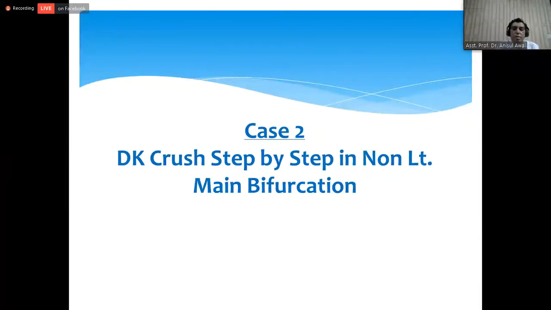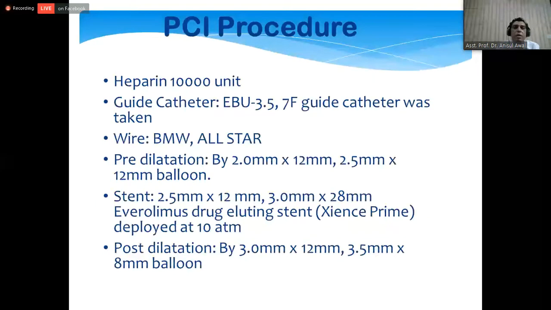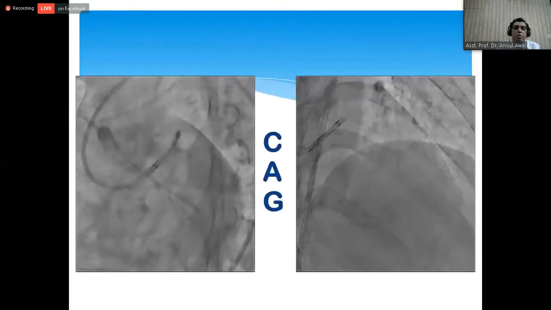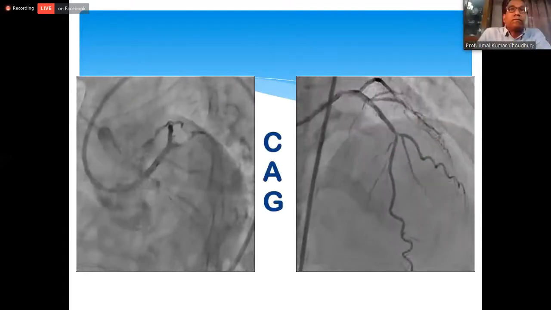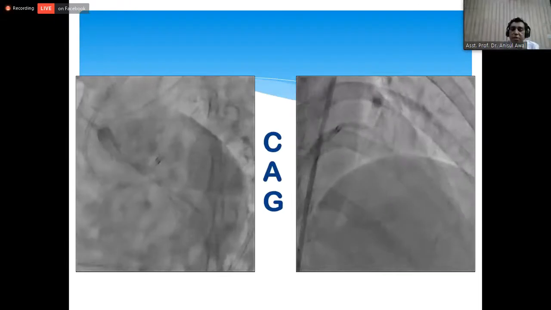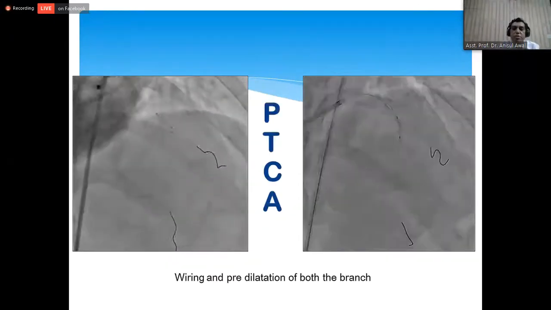My next case is the DK crush, another mode of treatment of bifurcation. This is another lady, 60 years old. She had stable angina and no regional wall motion abnormality, and we started the procedure. This is her angiogram. This is a non-left main bifurcation lesion, Medina 1,1,1. So we decided upfront on a two-stent strategy.